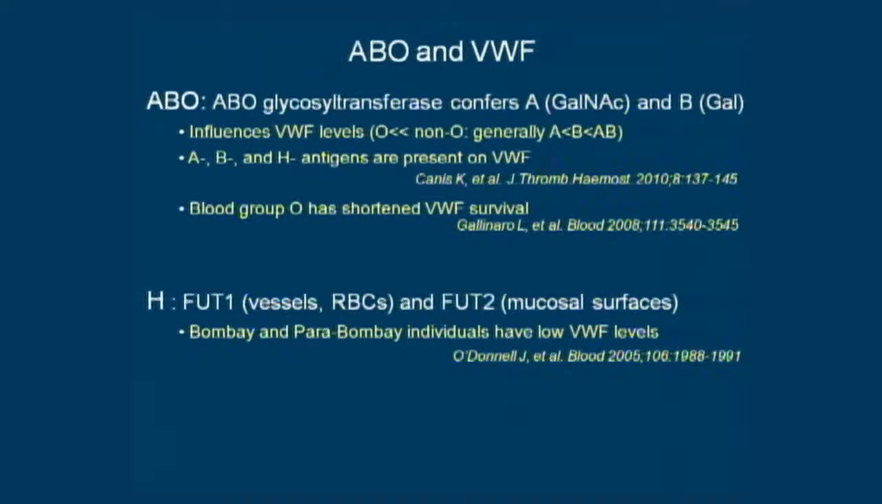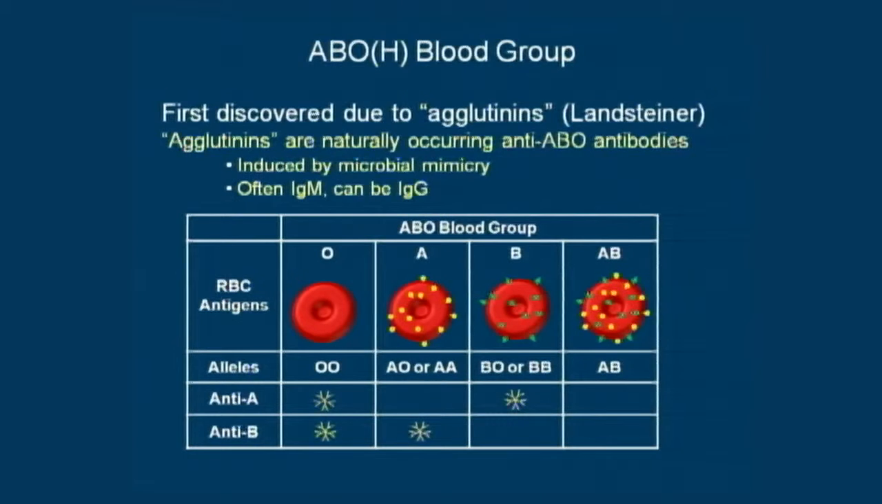In addition to ABO, there is H. H is a fucose residue that is the acceptor substrate of ABO. It's generated by two genes, FUT1 and FUT2, both of which have been implicated in von Willebrand factor levels as well. So it's a whole system of carbohydrate blood group antigens.